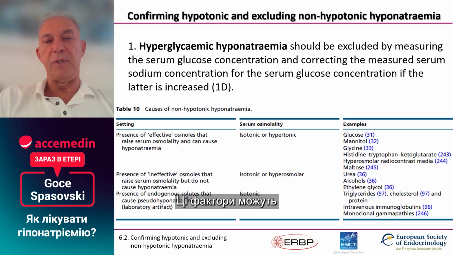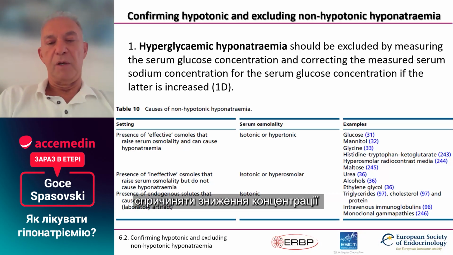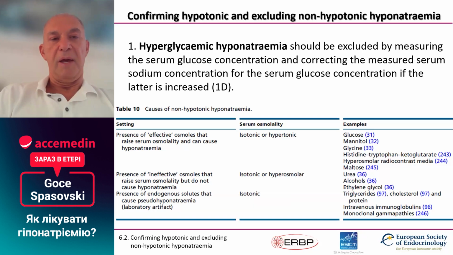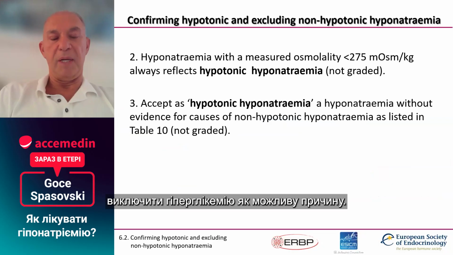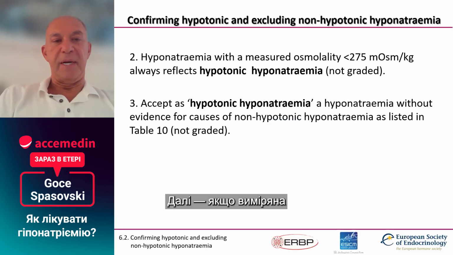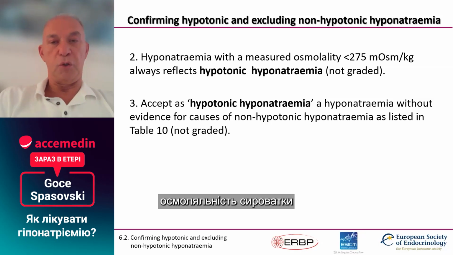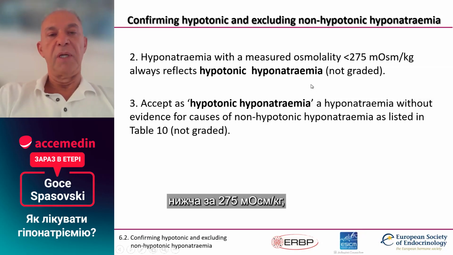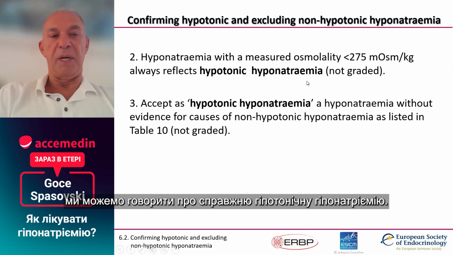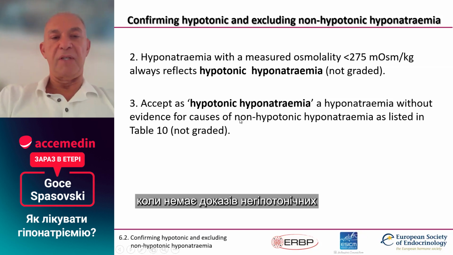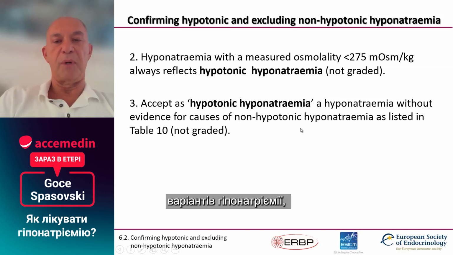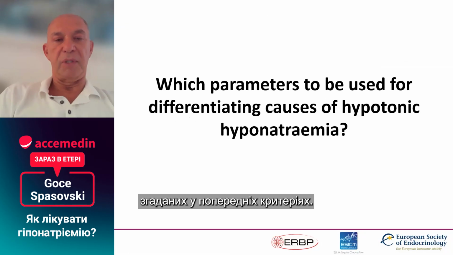This all can substitute for lower levels of sodium and give the hyponatremia, which can be caused by these elements. But of course, we should first exclude hyperglycemia in these cases. Second, hyponatremia with a measured osmolality should be below 275 in order to be true hypotonic hyponatremia, and this should be accepted when there is no evidence for causes of non-hypotonic hyponatremia as listed in the previous table.